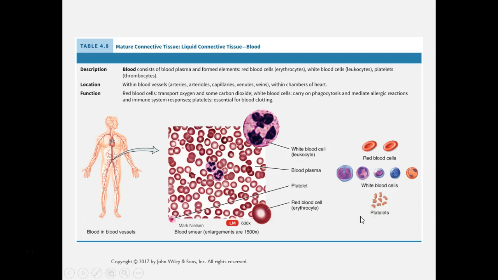Okay? So where is it found? Well, it's pretty obvious. Blood is found in the blood vessels, so the arteries and the veins, and the smaller arteries called arterioles and smaller veins called venules, and then the tiniest little vessels known as capillaries. We also find blood in the chambers of the heart. So the function, as I mentioned, red blood cells transport respiratory gases. White blood cells, that's your immune system. And your platelets are responsible for blood clotting.